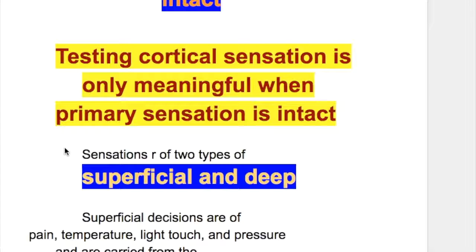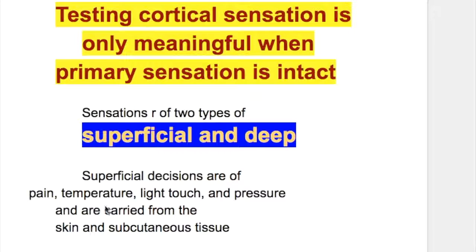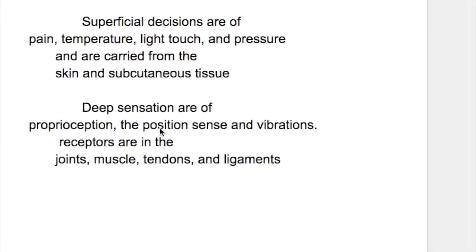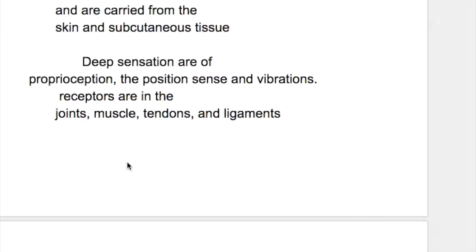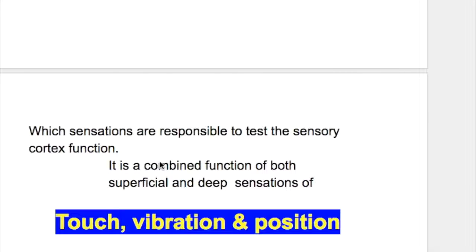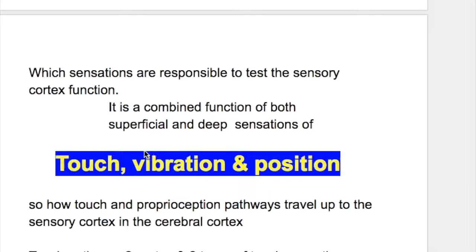So what are the types of sensation? There are 2 types of sensations, superficial and deep. Superficial sensations are pain, temperature, light touch, and pressure, and are carried from the skin and subcutaneous tissue. Deep sensations are proprioception, position sense, and vibration, and receptors for these are in the joint, muscle, tendon, and ligaments. Which sensations are used to test the sensory cortical function? It's a combined function of both superficial and deep sensation of touch, vibration, and position.